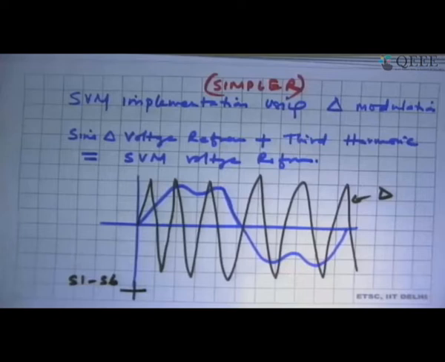So now we have completed the space vector modulation for a three-phase voltage source converter. We have studied three modulation techniques. One is square wave modulation, sine PWM modulation, and space vector modulation.